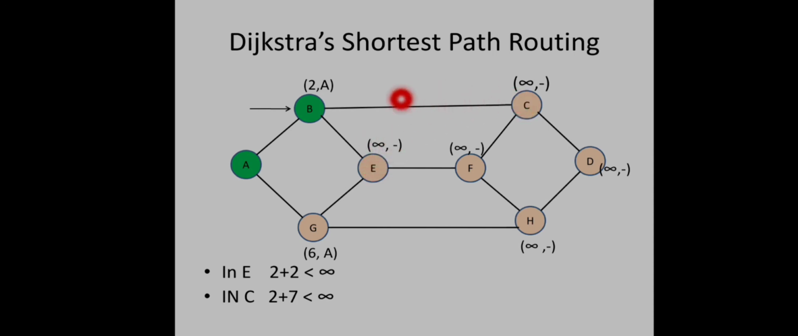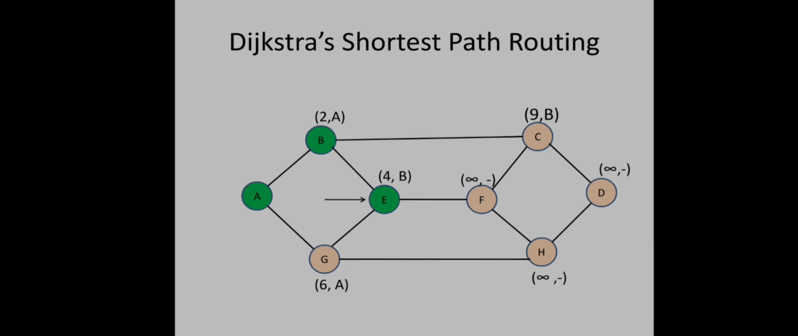Like that here, the distance through this path is actually 2 plus the cost of this link, that is 7, right? 2 plus 7, 9. 9B is the new value here. So you can see here C is labeled with 9B and E is labeled with 4B. Now among all the tentative nodes, take the node with the lowest value. So E is the new candidate.